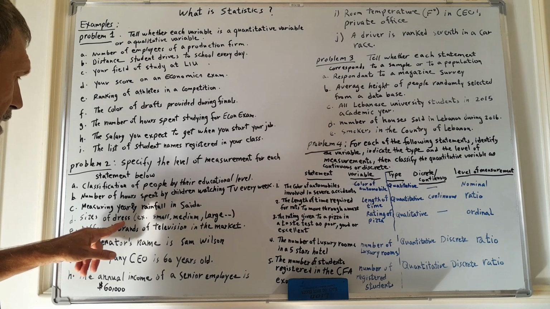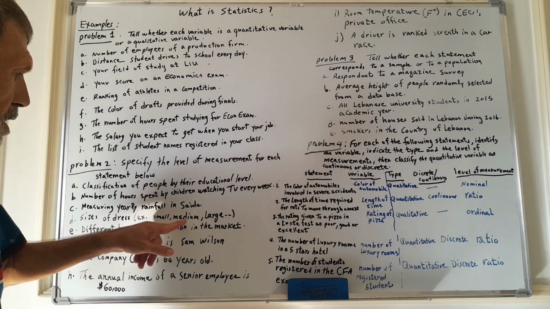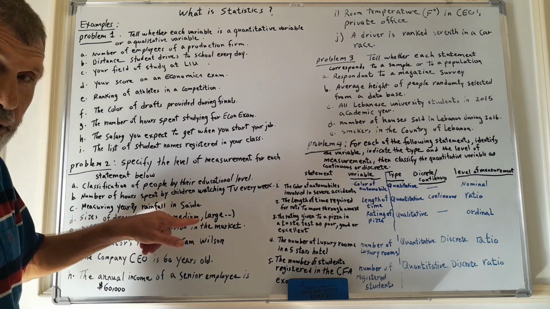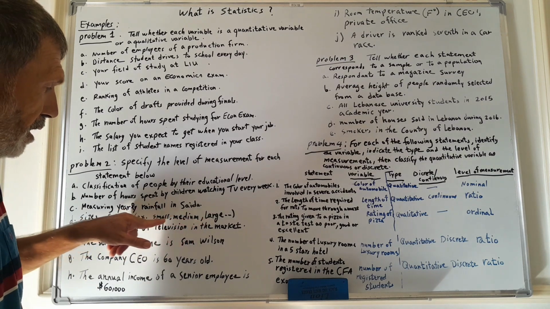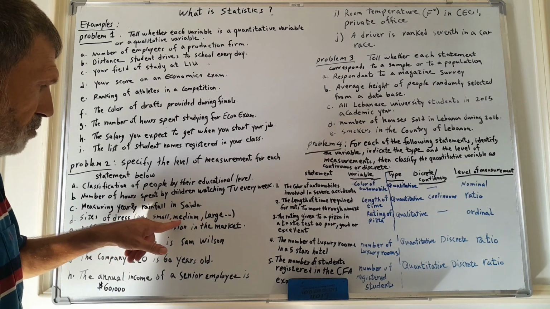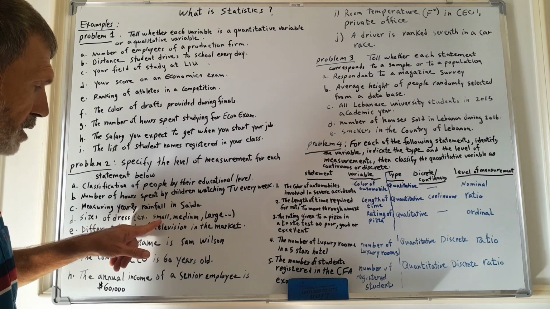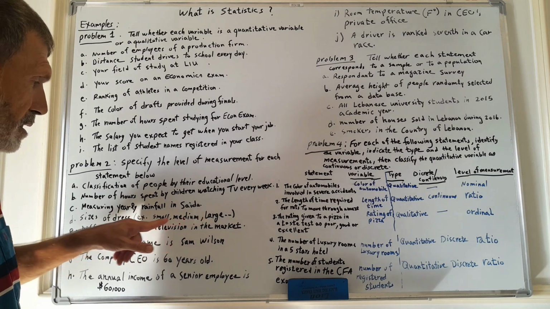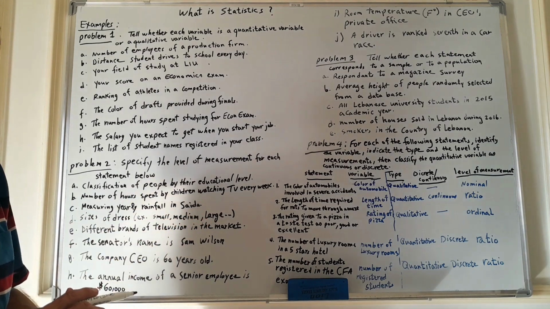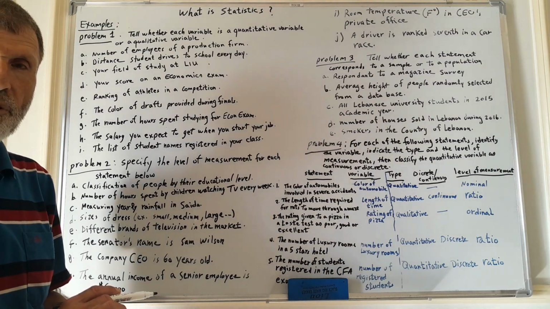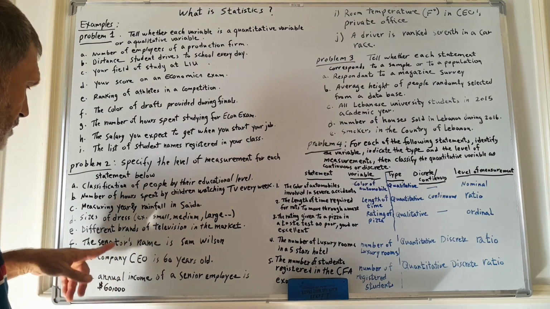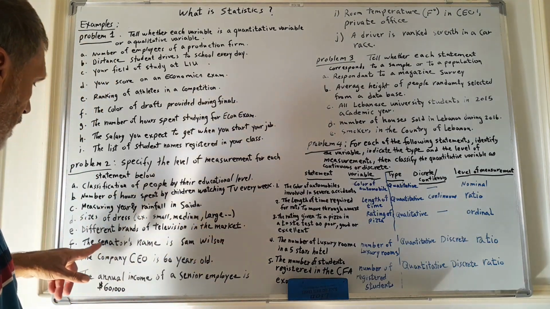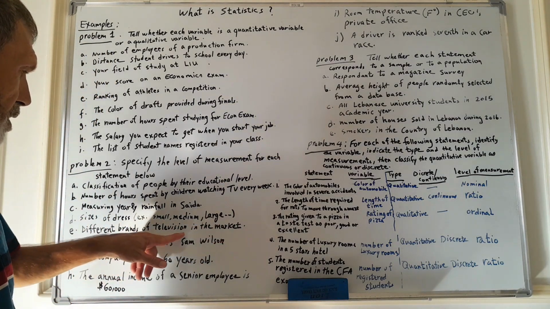Sizes of a dress, for example, small, medium, large. This is kind of what? It is ranking, okay, rating. Small, medium, large. Medium is bigger than small, large is bigger than medium. So here we're talking about the ordinal level of measurement. Why? Because of rating, ranking. Different brands of television in the market.